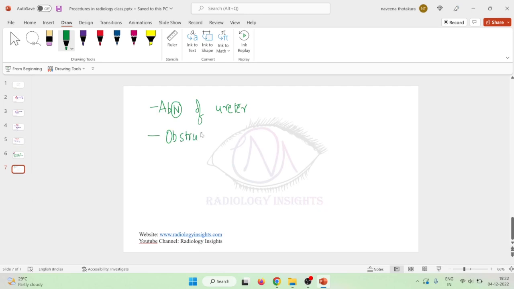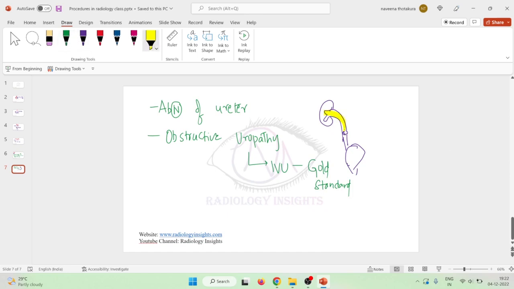Then, in case of obstructive uropathy, that is, whenever there is some obstruction to the pelvic calyceal system, or to the ureter, or at the PU junction, the pelvic junction, whenever there is obstruction. For obstruction, the intravenous urogram is actually the gold standard, because if there is an obstruction, then obviously the contrast will pass up to the obstruction, but it will not pass distally. As a result, the obstruction can be clearly visualized, and the location and site of obstruction can also be found out with the help of intravenous urography.